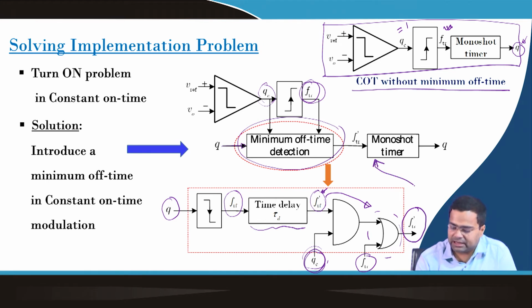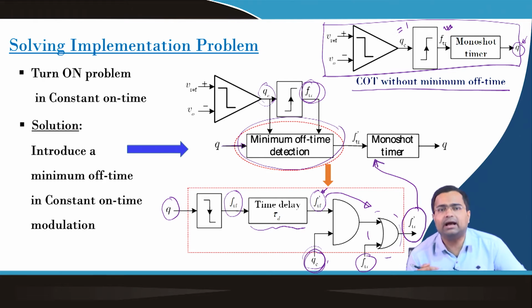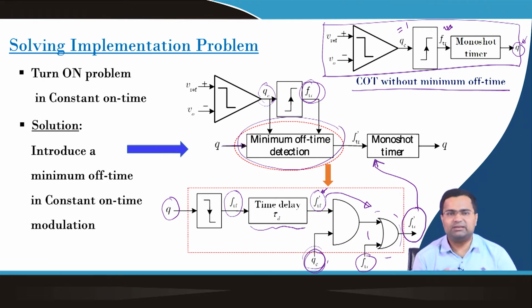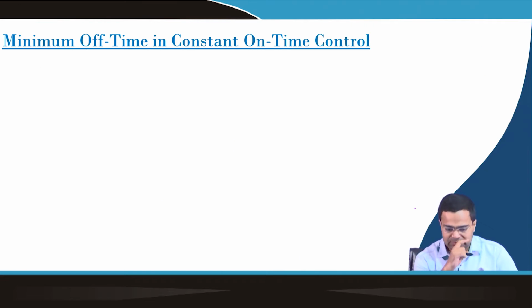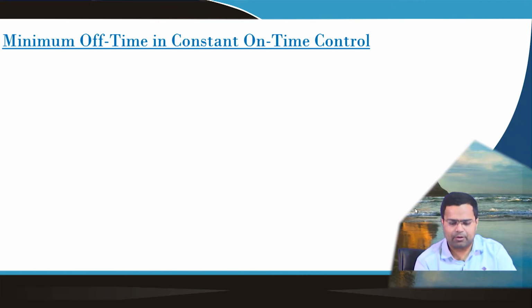So, this monoshot timer is now used. Now, we can solve this problem. In fact, in a subsequent lecture I will demonstrate this using MATLAB simulation. So, we can solve the problem of minimum off time in constant on time control.